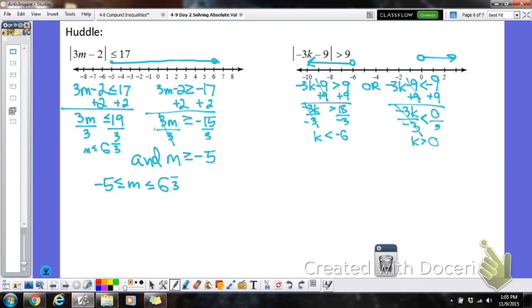So the solution to the first one is -5 is less than or equal to m, which is less than or equal to 6.3 repeating. And when you graph that, you have closed circles at -5 and 6.3, and you will shade in between. The second one, the solutions are k is less than -6 or k is greater than 0 with an open circle at 6 shading to the left and an open circle at 0 shading to the right.